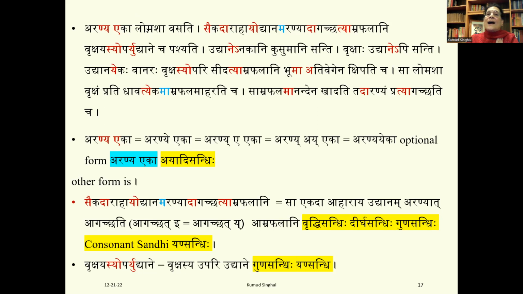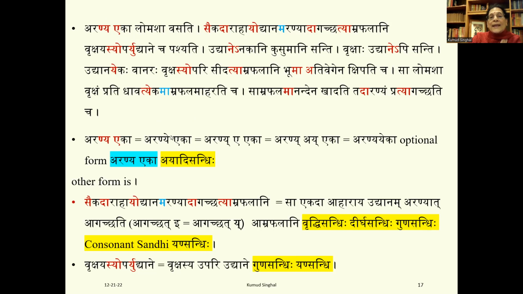If it was, let's say, Kakaha, then it would be Ekaha. Eka is an adjective here, so it has to agree with the noun it is qualifying. If it was Phalam, it would be Ekam Phalam. Eka Lomasha, so that's why it is Eka here. Aranya means forest. Aranye Eka, in a forest.